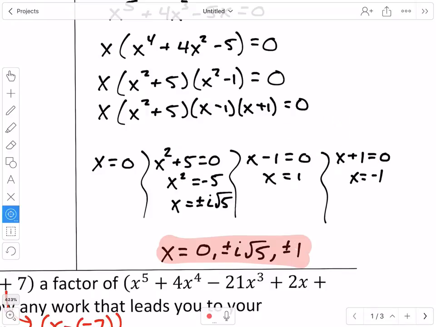Solving this fella here, we're going to get x equals plus or minus the square root of negative 5. For a negative inside a radical, you can pull an i out of that. Gets rid of the negative. Over here, we add 1 to both sides, we subtract 1, we end up with 4 x-intercepts. Scratch that, 5 x-intercepts. 0, plus or minus 1, and then the imaginary plus or minus i square root of 5.